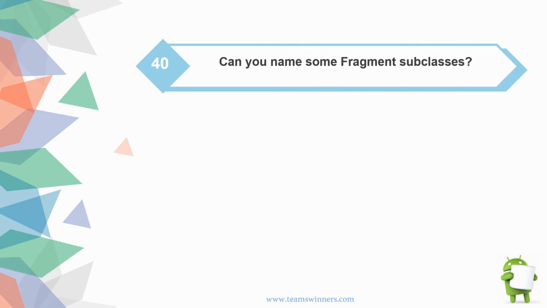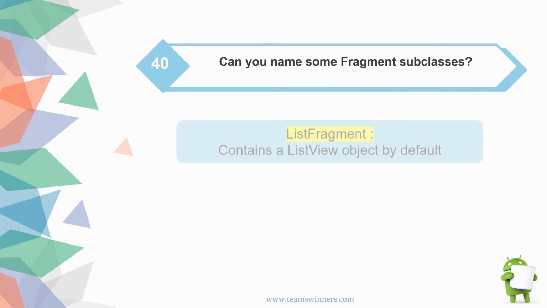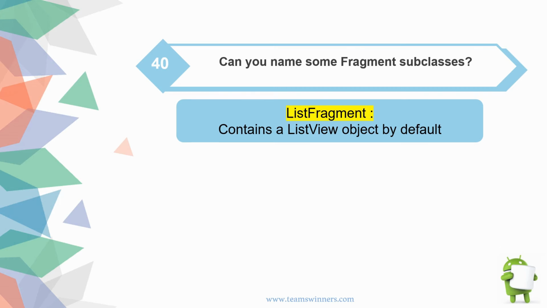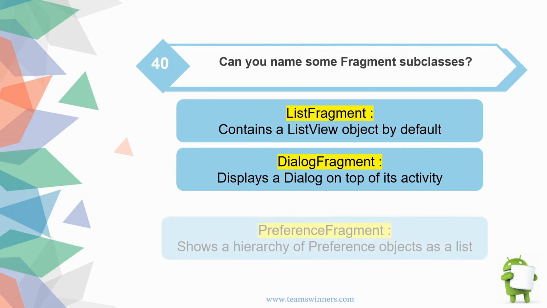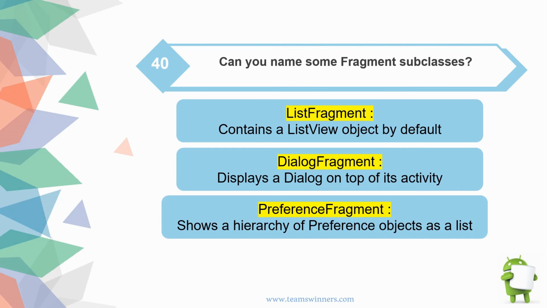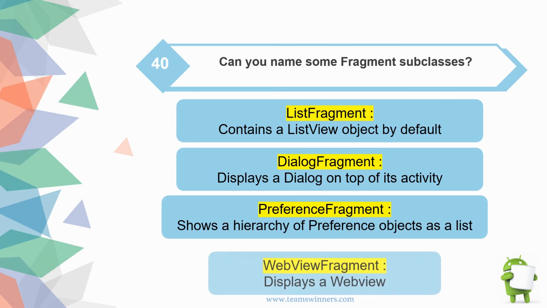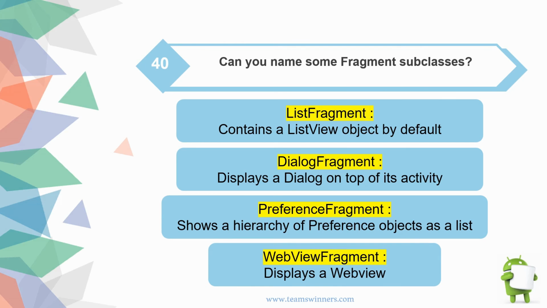Can you name some fragment subclasses? Yes. ListFragment contains a list of view objects by default. Second, DialogFragment. It displays a dialog on top of its activity. Another one, PreferenceFragment. It shows a hierarchy of preference objects as a list. And finally, WebViewFragment displays a web view.